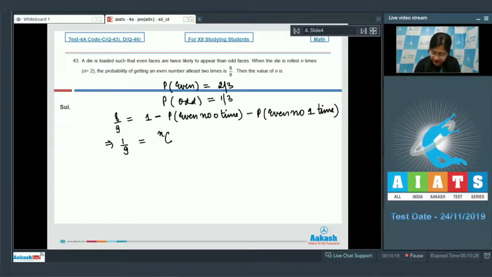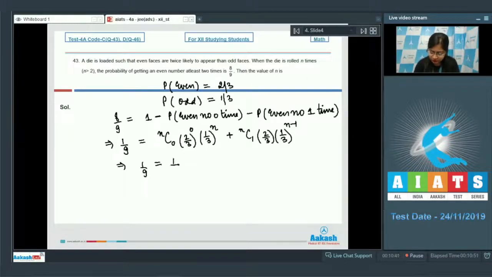So it is nC0 into 2 by 3 raised to the power 0 into 1 by 3 raised to the power n, plus probability of getting an even number 1 time, that will be nC1 into 2 by 3 raised to the power 1 into 1 by 3 raised to the power n minus 1. Right? So we get from here 1 by 9 is equal to 1 by 3 raised to the power n plus 2n divided by 3 raised to the power n, that is 2n plus 1 is equal to 3 raised to the power n minus 2. So this is our required condition.